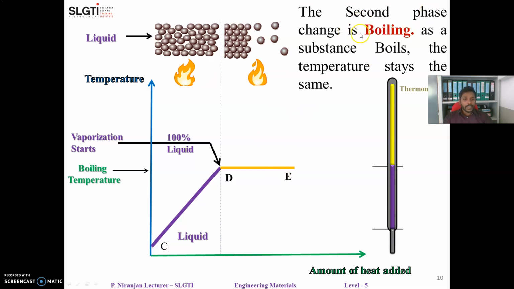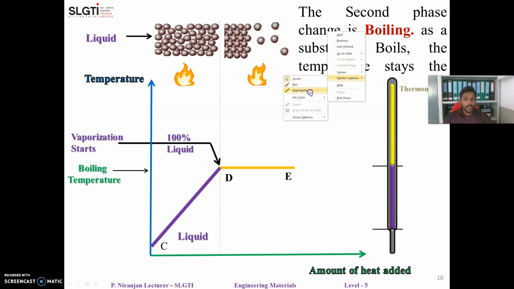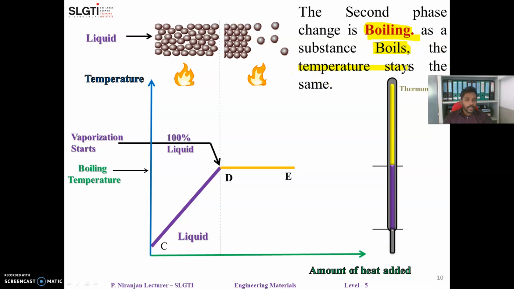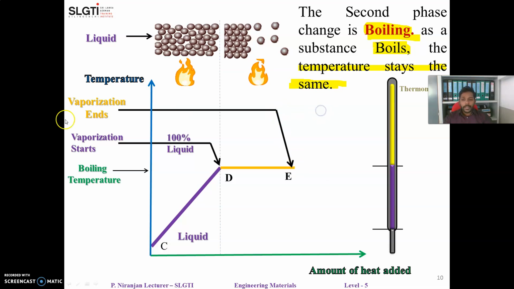The second phase change is boiling. It's called boiling or vaporization. Both have the same meaning. As a substance boils, the temperature stays the same. It means constant temperature. Here we are going to find vaporization, which means 100% gas. Therefore, in the D to E region, the liquid material gradually changes its phase to the gas phase.